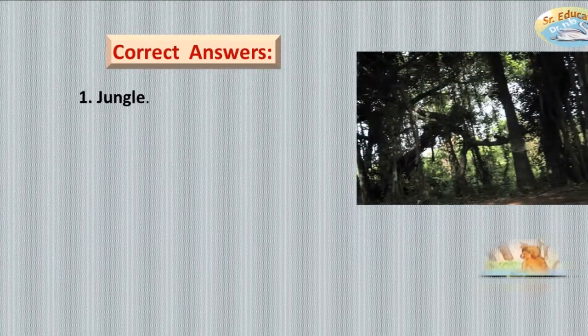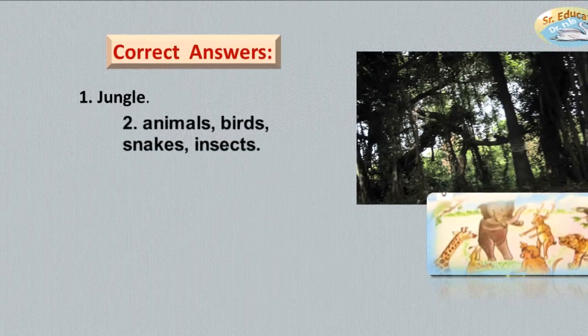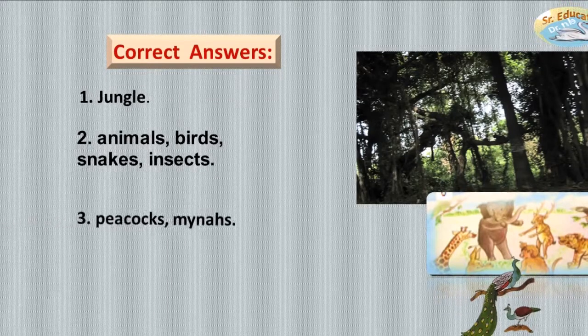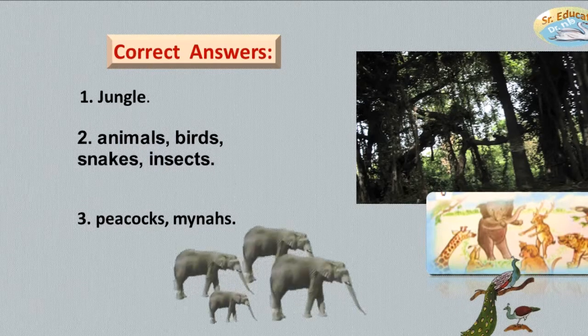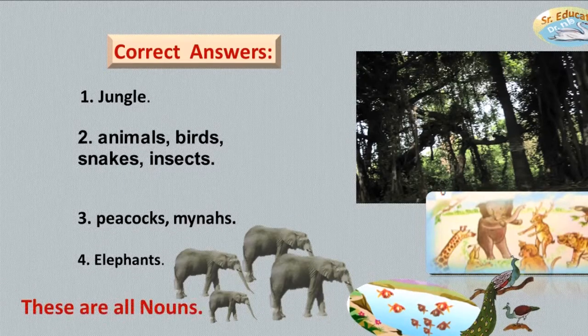Jungle, animals, birds, snakes, insects, peacocks, mynas, elephants, all these are nouns. Nouns are names.